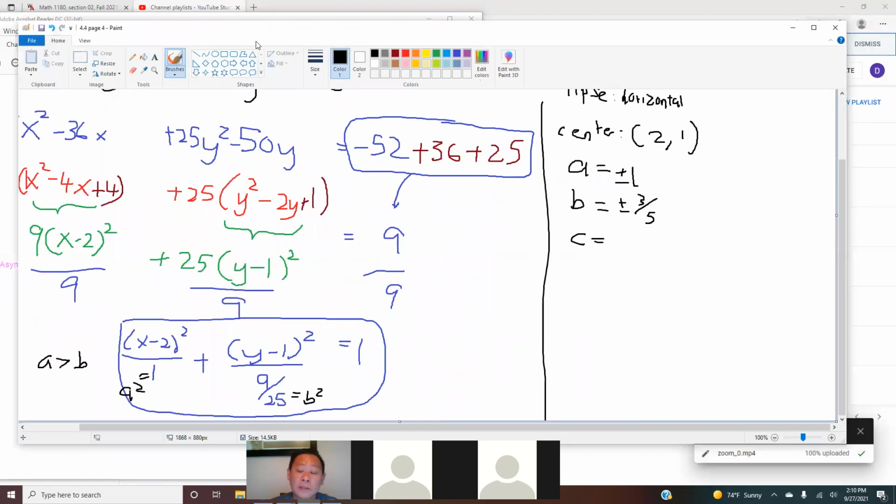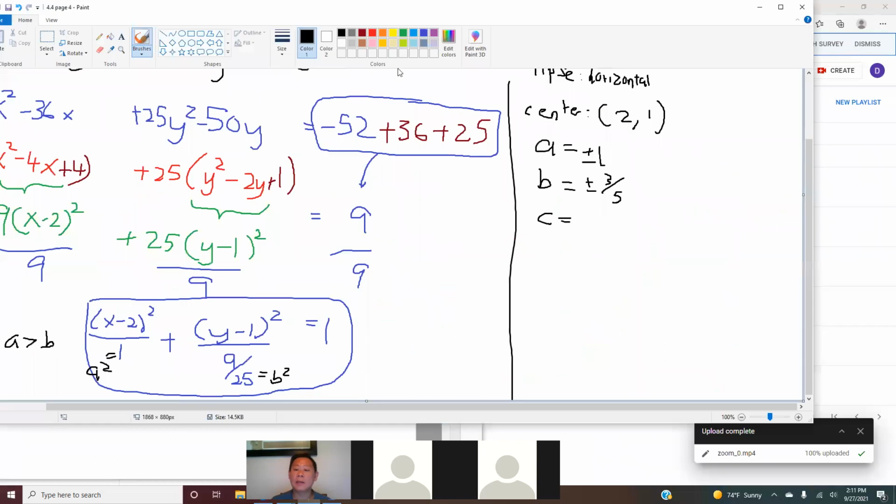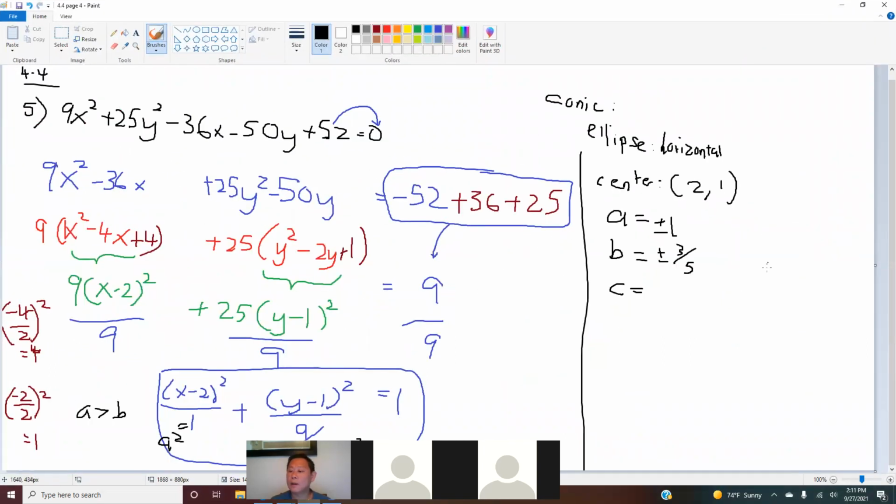So does anyone remember how you figure out C in this case? Are we using a squared minus b squared? Are we using a squared plus b squared? A squared minus b squared. So we're gonna use this. So c squared in this case, we have to solve for it. So c squared is a squared minus b squared, and a squared is 1.